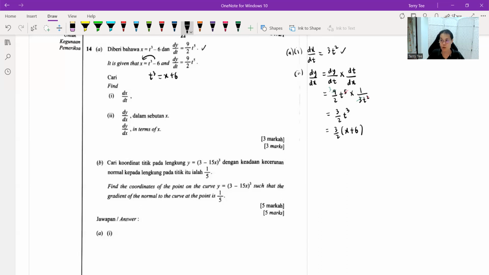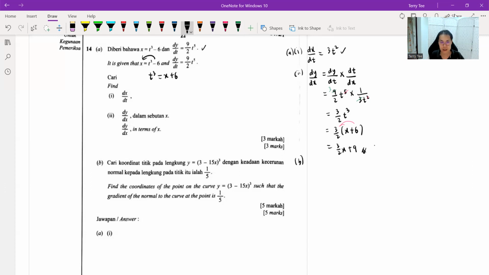Yep. Well, actually, you can stop here. But if you want, you can expand this. When you multiply inside, 3 times 6 is 18. 18 divided by 2, you get 9. Yep, you can leave your answer like this as well. All right. That is part E.